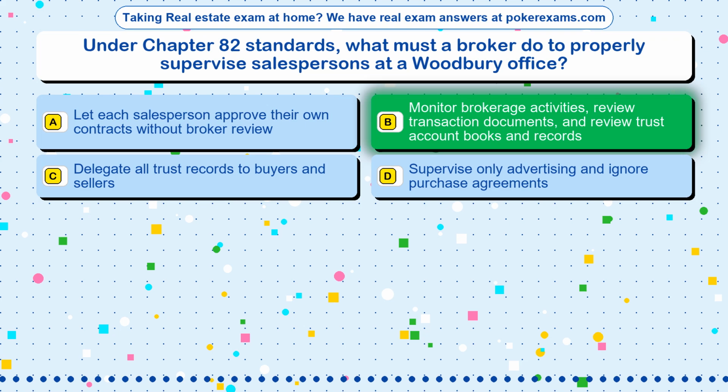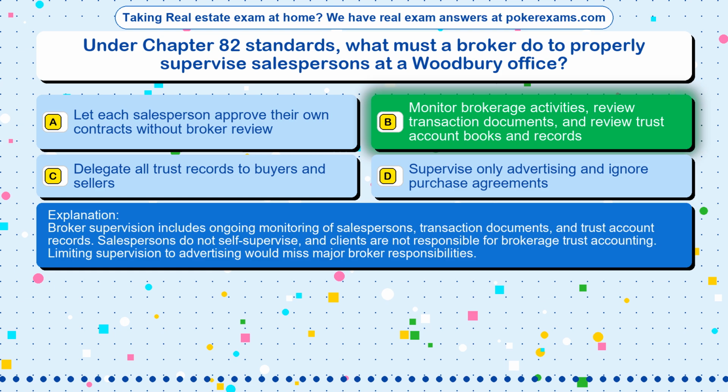The correct answer is option B. Monitor brokerage activities, review transaction documents, and review trust account books and records. Broker supervision includes ongoing monitoring of salespersons, transaction documents, and trust account records. Salespersons do not self-supervise, and clients are not responsible for brokerage trust accounting. Limiting supervision to advertising would miss major broker responsibilities.